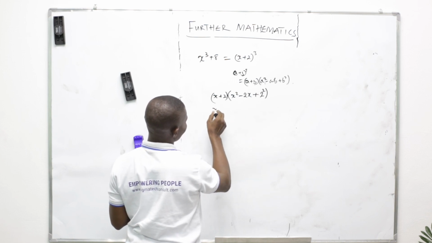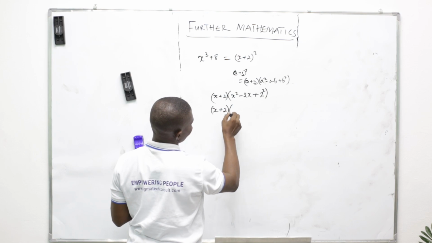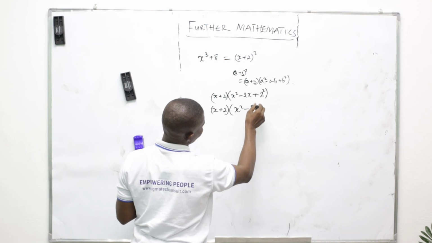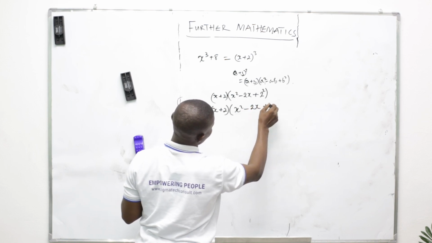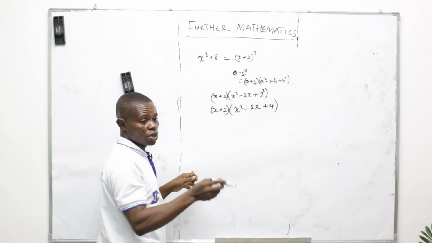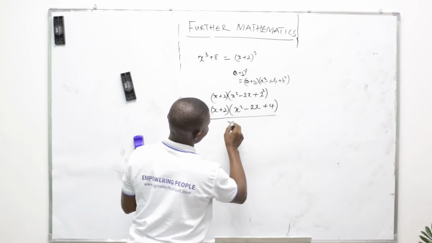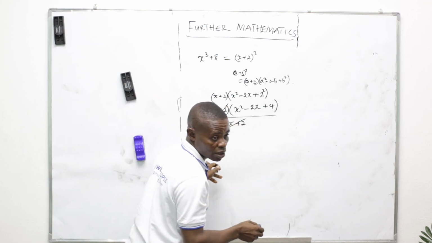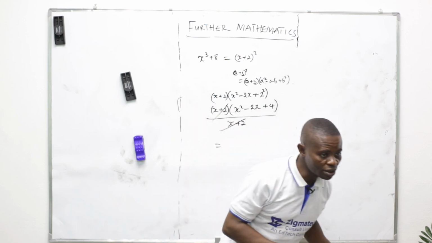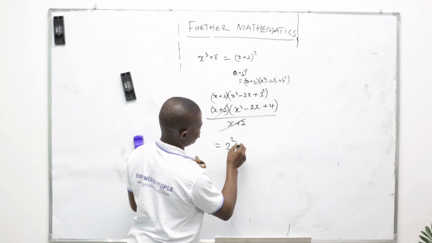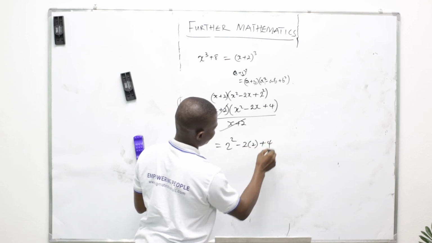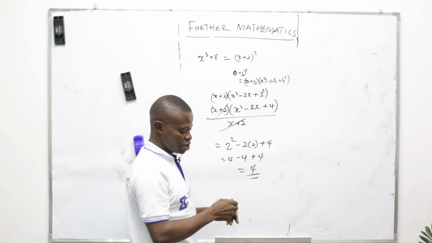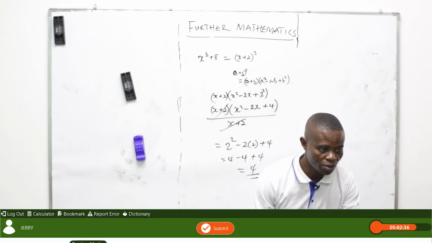Now we interpret, we have s plus 2 into s squared minus 2x plus 4, divided through by s plus 2. We cancel. We will now have s squared minus 2s plus 4. So what is s? The limit for s is 2. I'll write 2 squared minus 2 into 2 plus 4. That is 4 minus 4 plus 4 equals 4. So the limit is what? 4, option C.